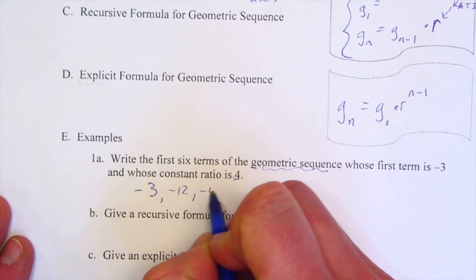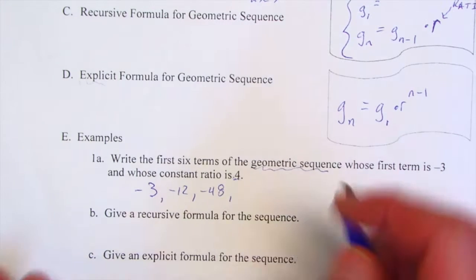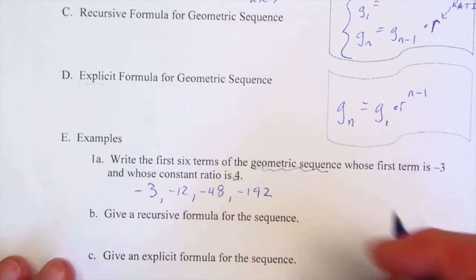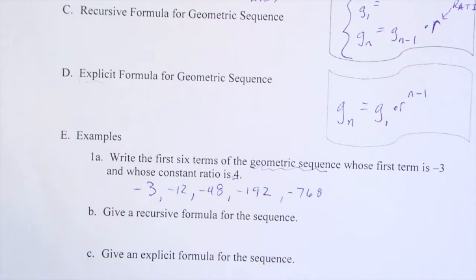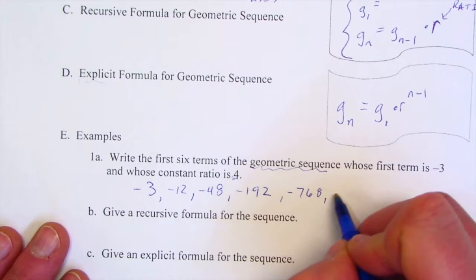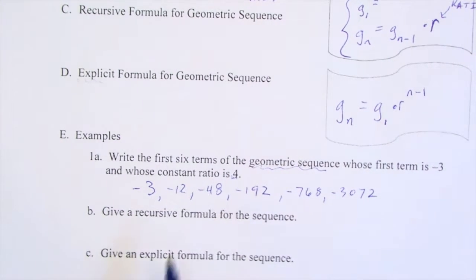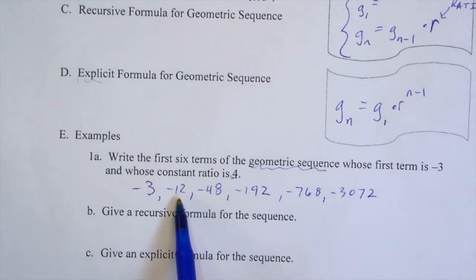Times 4 should give me -48. Oop, we're outside of what I can do in my head, so 48 times 4 is -192. Times 4 is going to be -768. Let's see, one more times 4 is going to be -3072, like that. If you notice, these numbers are getting really big really fast, and that's what geometric sequences will do. They'll start out with some manageable numbers, and all of a sudden, ooh, they really take off.